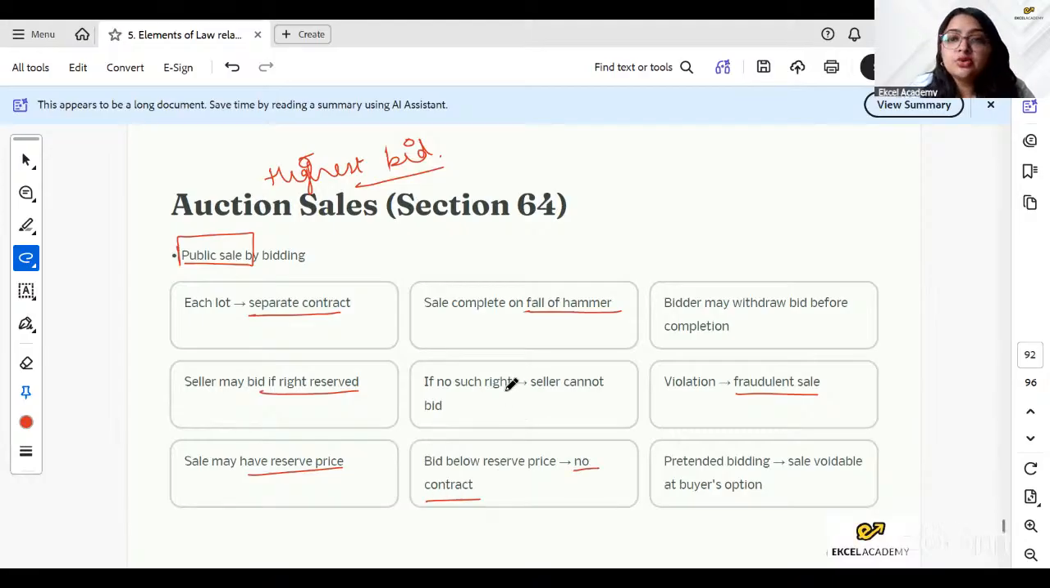Sometimes you see this in the case of articles, let's say antique furniture. In that case, they specifically mention the starting bid price.